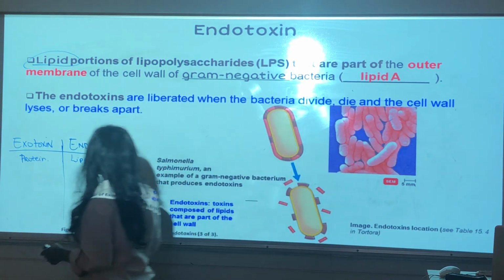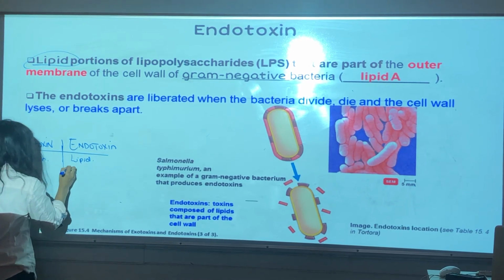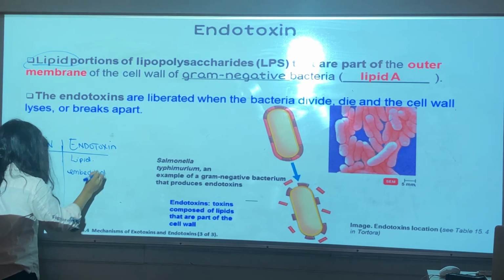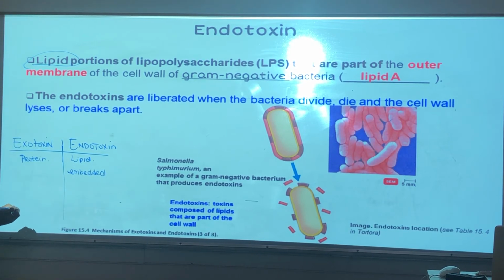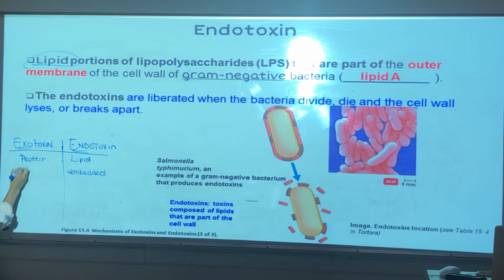So the endotoxin is going to be in the outer membrane. This means that in this case it is embedded. It's stuck in the cell wall. So endotoxin is embedded, while exotoxin is released or secreted. This will be the second difference.